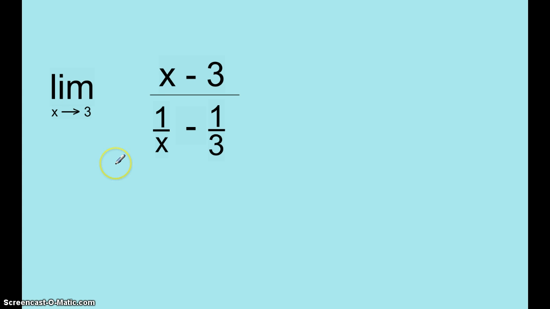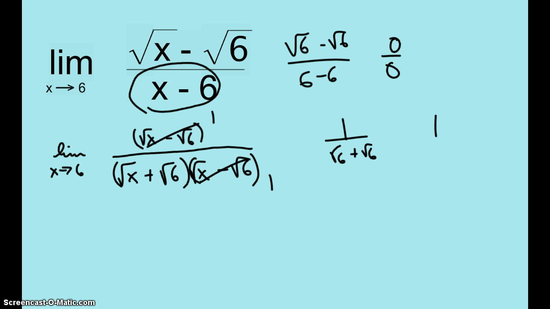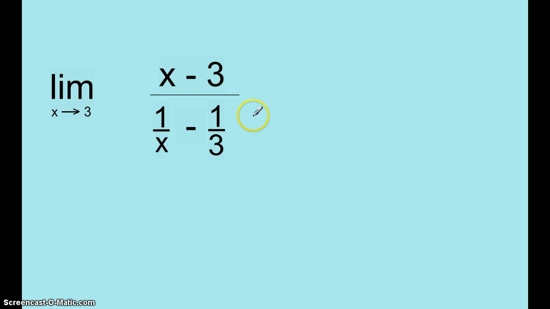Alright, limit as x approaches 3 of x minus 3 over the expression 1 over x minus 1 over 3. When we replace, 3 minus 3 all over 1/3 minus 1/3, 0 over 0. Argh. So let's see if we can manipulate this algebraically. First of all, I think we should probably try to get rid of fractions.